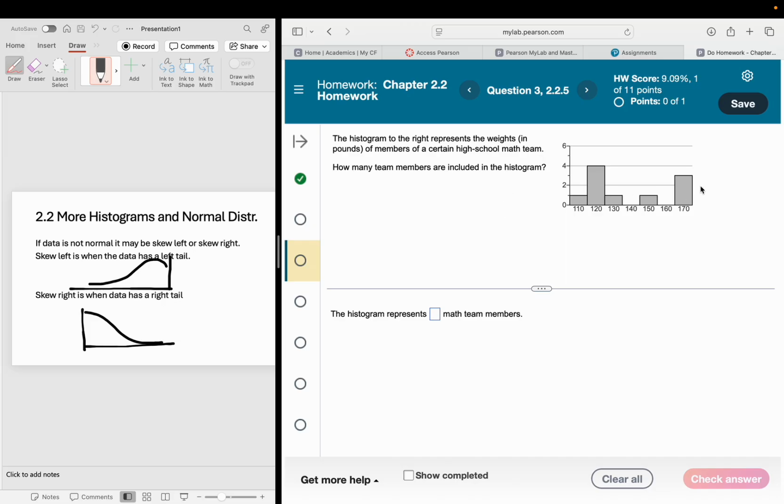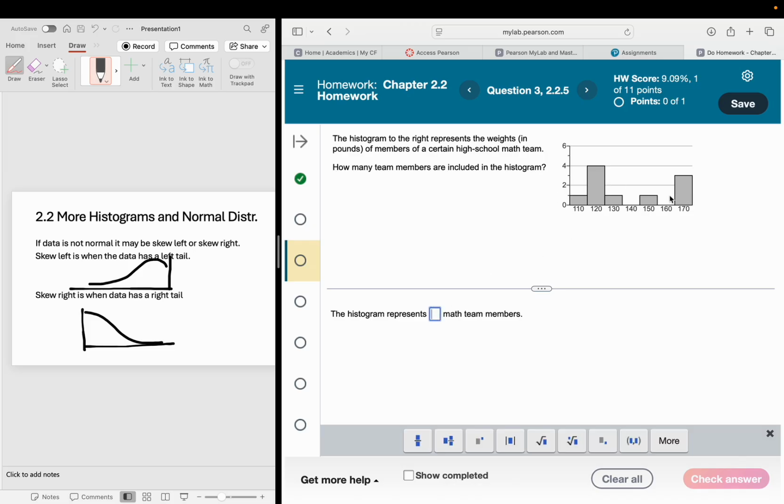This histogram, how many members are included? Again, you just count the heights. So it's just like a frequency plot, only instead of looking at tables, we're looking at the graph after. So 1 plus 4 is 5, 5 plus 1 is 6, 6 plus 1 is 7, and 7 plus 3 is 10. So you're just counting the height of each bar, and that's how many people there were.